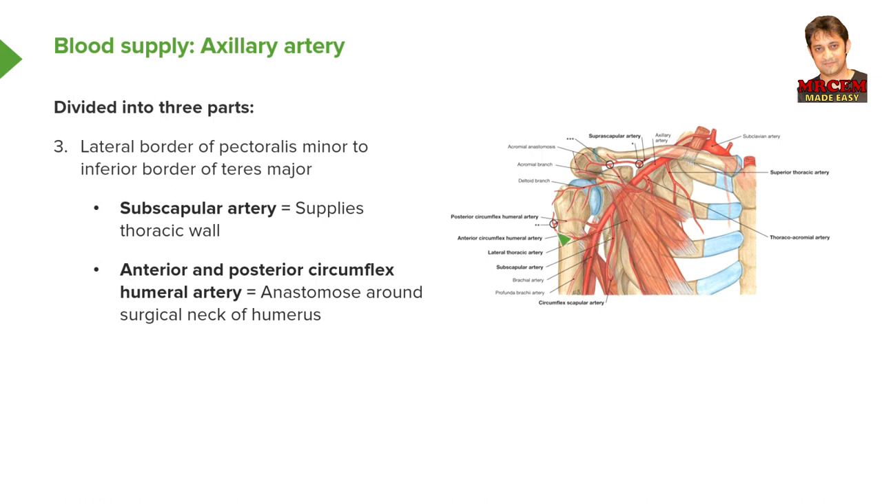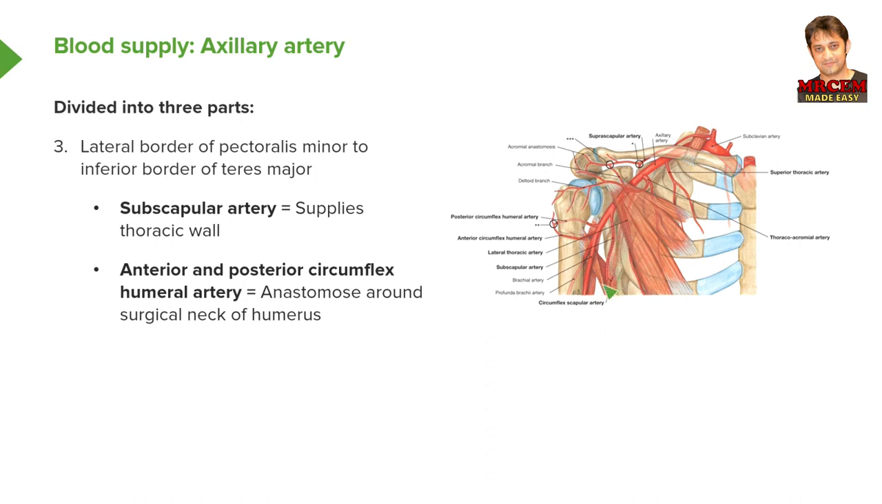We can see these running around the surgical neck of the humerus here, and these will anastomose around the surgical neck of the humerus. And it also gives rise to the subscapular artery. And we can see the subscapular artery running down in this direction.